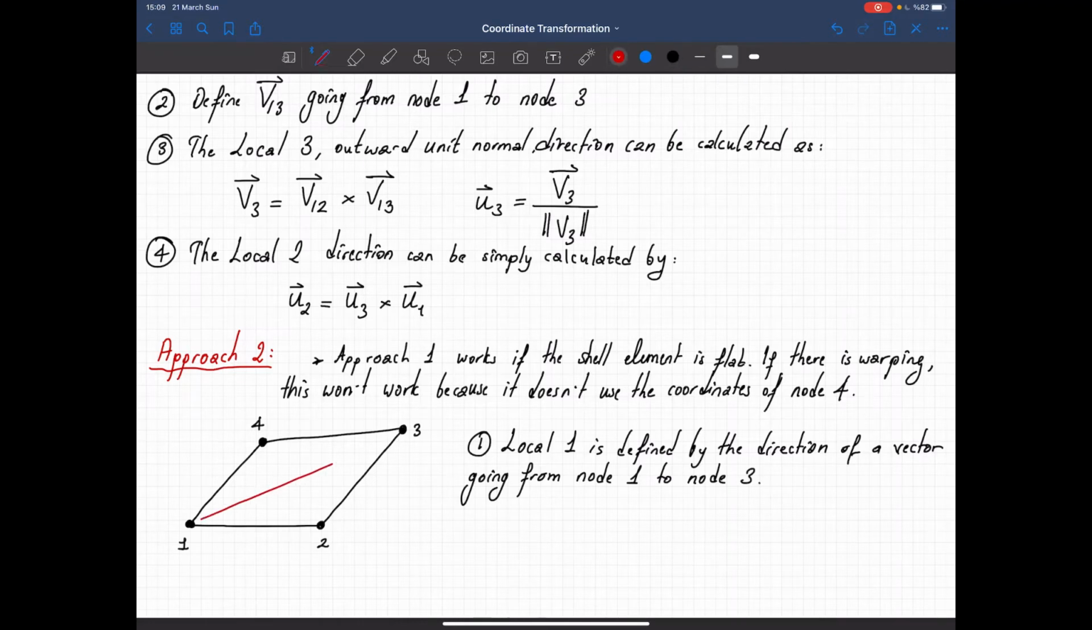So this is our V13 vector, and I can calculate u1 by dividing it by its norm. Okay, so I'll just show it right here. So this will be the u1 direction.